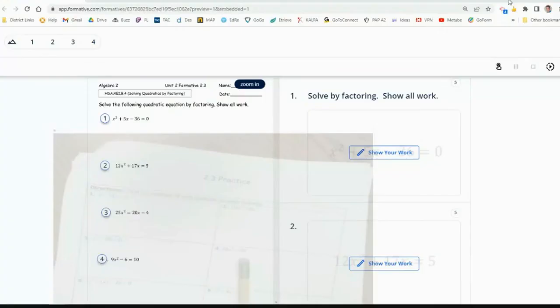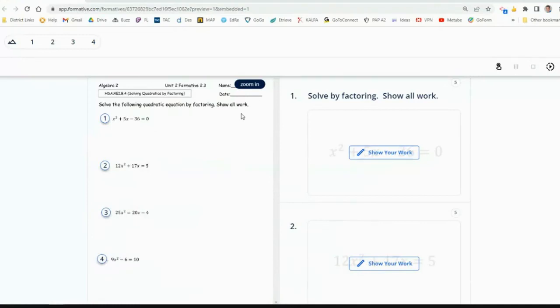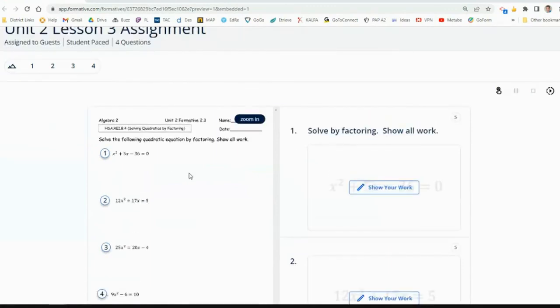Let me show you. Here's our assignment in Go Formative. You have 4 problems. It says solve the following quadratic equations by factoring. All right, so he's factoring. We're not to the quadratic equation yet. We'll get there. So don't do this by quadratic equation just yet. We're learning how to do it by factoring.